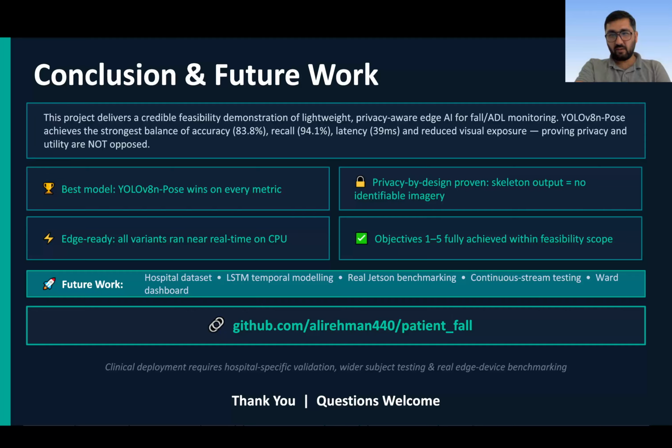All 5 research objectives were achieved within the bounds of this feasibility study. For the future, the priority would be testing on a real hospital dataset, adding LSTM-based temporal modeling to detect the precise movement of a fall, benchmarking on real hardware, and building a ward-facing dashboard that connects model outputs to staff escalation workflows.